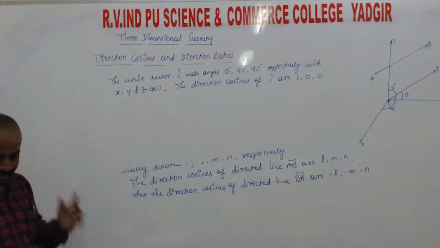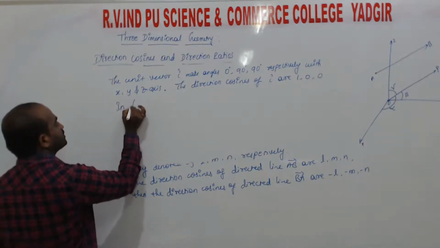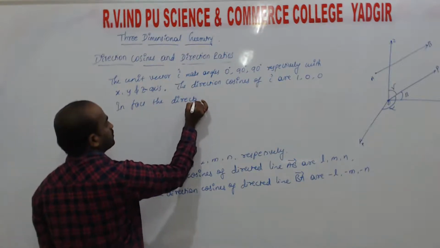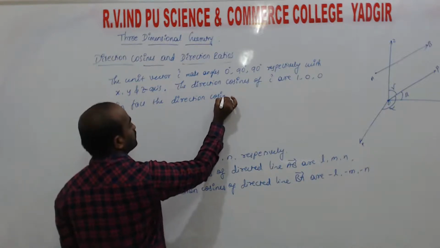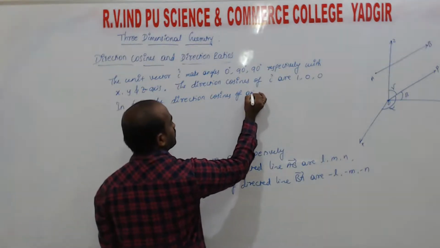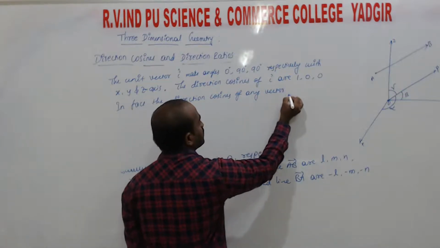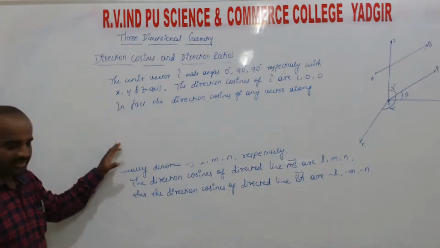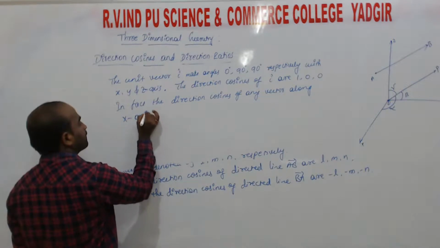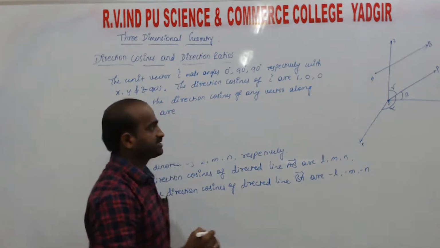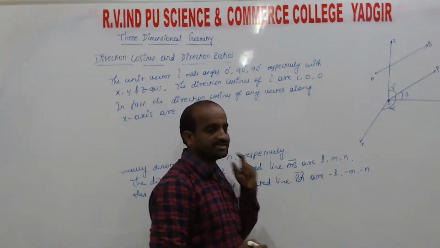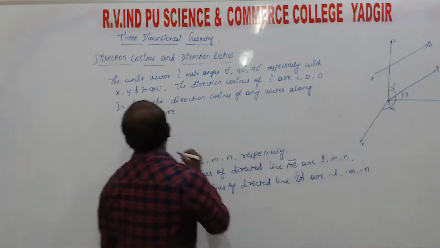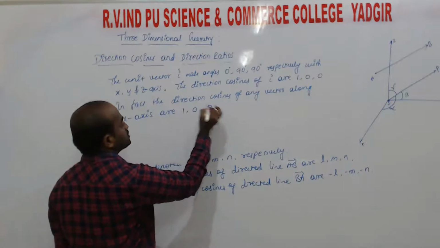Okay, next, in fact, the direction cosines of any vector along the x-axis are 1, 0, 0. The angle with the x-axis is 0, and the others are perpendicular, 90, 90. So for the x-axis they are 1, 0, 0.